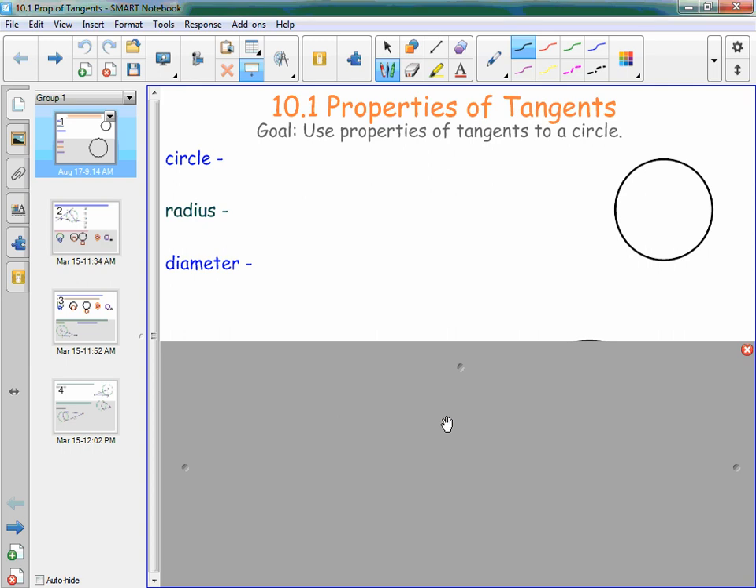Today's section is section 10.1, properties of tangents. Our goal today is to use properties of tangents to a circle. So our first definition we need to discuss is a circle.